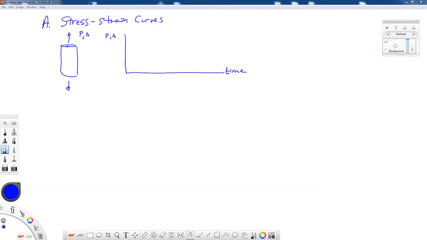So let's take a little bit of a look at stress strain curves. And to understand stress strain curves, we need to know where the data comes from. So we start with a specimen. I have it drawn there with intention.